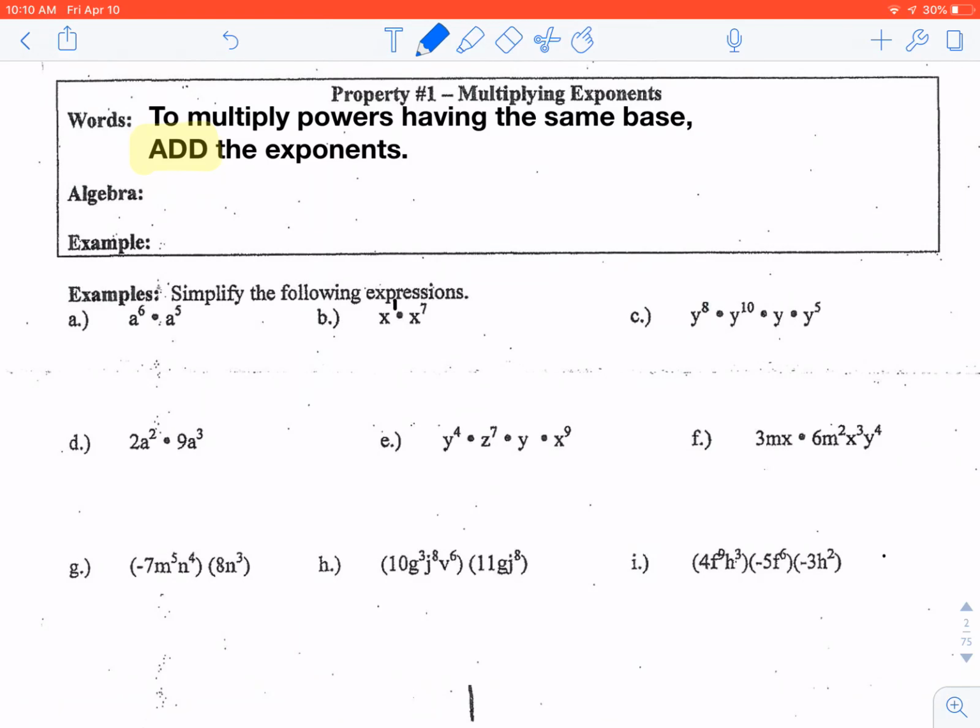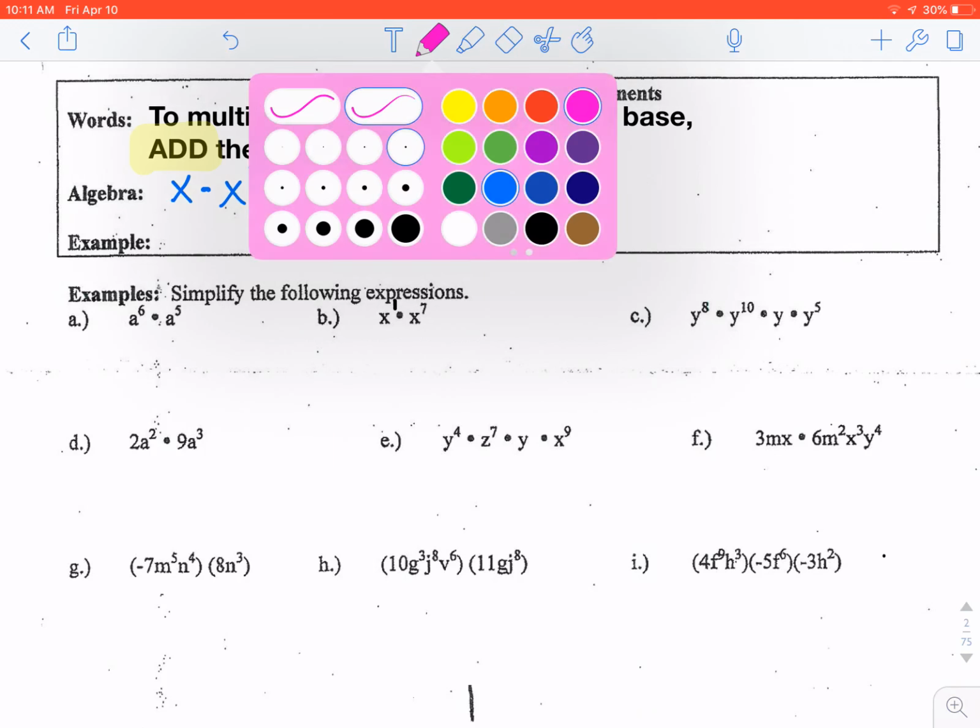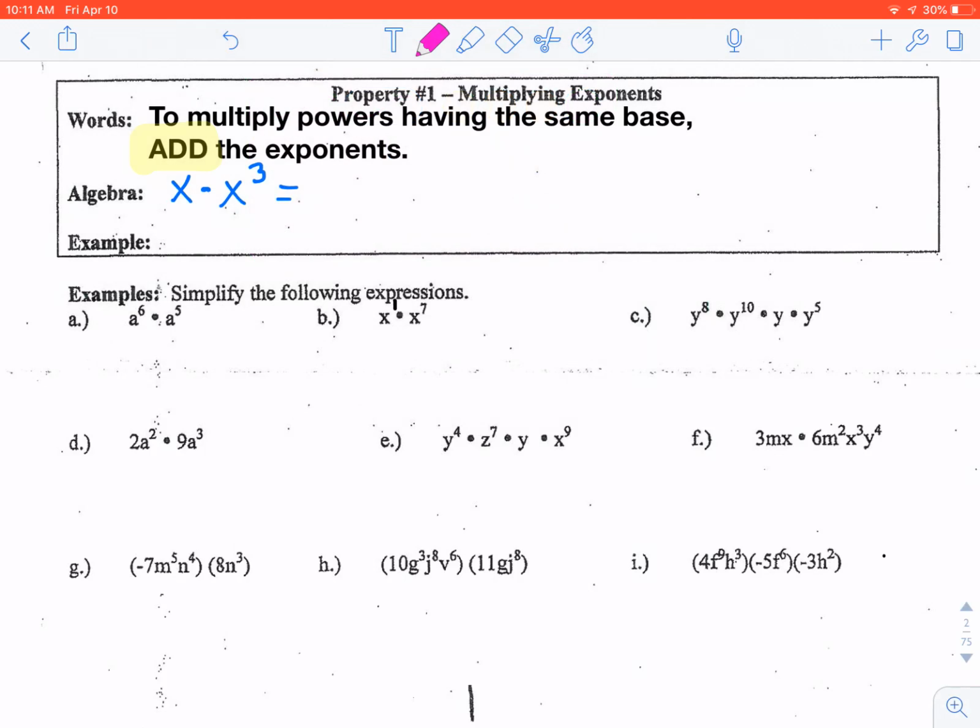An example using variables, if we had x times x to the third. Remember, we want the base to be the same. Okay, so the base is x on both of these. The powers are 3, and there's a 1 here. You just cannot see it. Okay, so again, when the base is the same, which is our x, you're going to rewrite the base, and you add the exponents. 1 plus 3 is 4. Okay, so your answer would be x to the 4th for this.